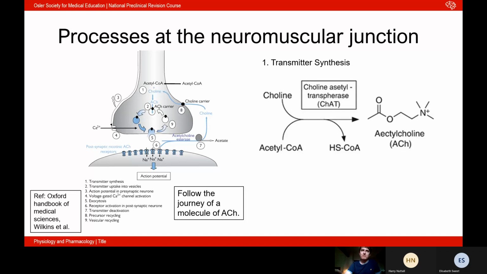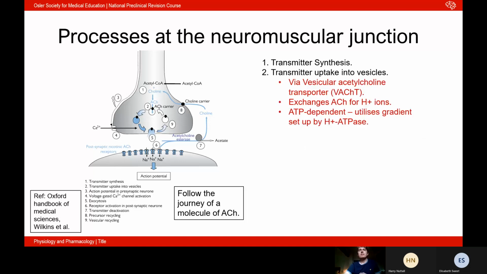And then, once we've made our molecule of ACh, we need to load it into a vesicle. And that's going to enable us to have the quantum release that we'll come to in a minute. And this uptake into vesicles is done by the vesicular acetylcholine transporter. And this utilizes a gradient that's been set up by other molecules, for example, the proton pump, the H+ ATPase, and it exchanges acetylcholine for protons, and utilizes that gradient to load it into the vesicles.